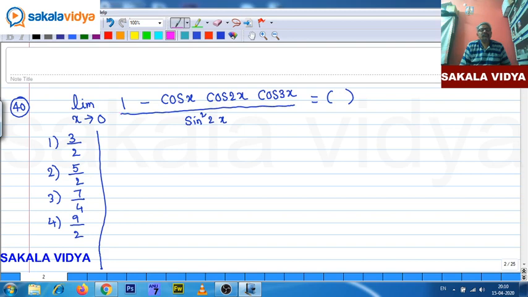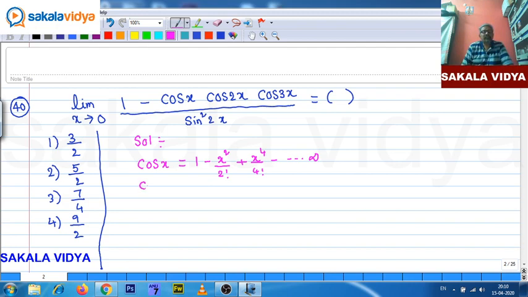Limit x tends to 0, (1 minus cos x) into cos 2x into cos 3x upon sin square 2x. Right now, it is better to do this problem using expansions. That means cos x and sin x are power series. So, we can write cos x is equal to 1 minus x square by 2 factorial plus x to the power of 4 by 4 factorial minus and so on to infinity. That means this function can be written as a power series.